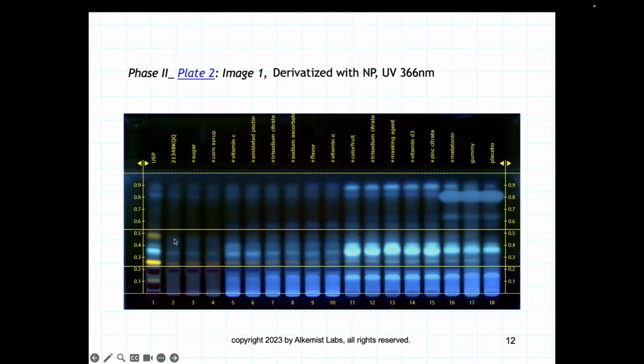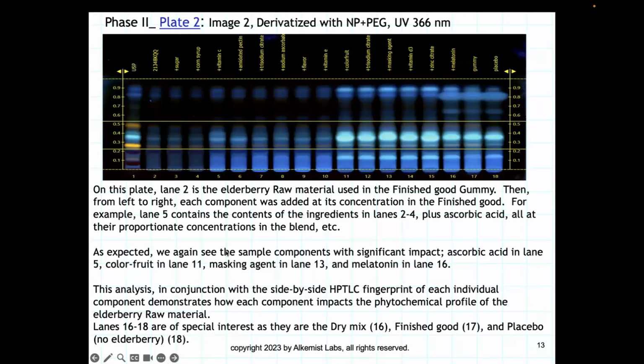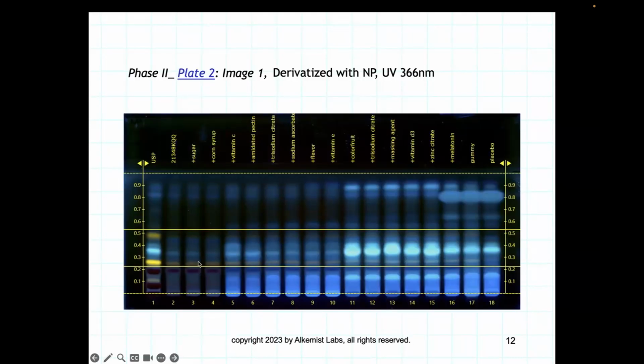So we start off with the blend raw material, the powdered extract. Then to that we added the sugar, then to that the corn syrup. So in lane 5 we have lanes 2 through 4 plus 5, and on and on. So you can see where the vitamin C before in lane 5 we were able to visualize it. You see the change that we saw before, and then in lane 11 we have another change, and I think it was in lane 12, or I know for sure in melatonin, and 16. Or yeah, so it was 11 and then possibly 16.